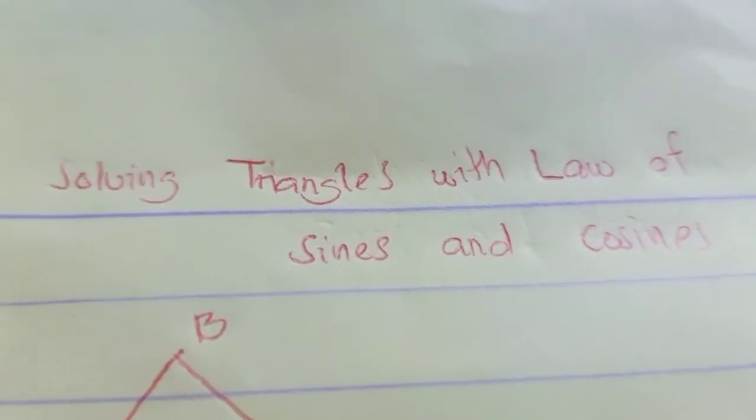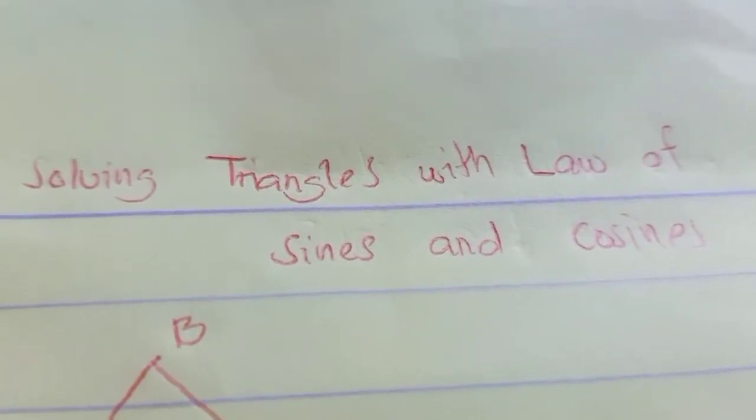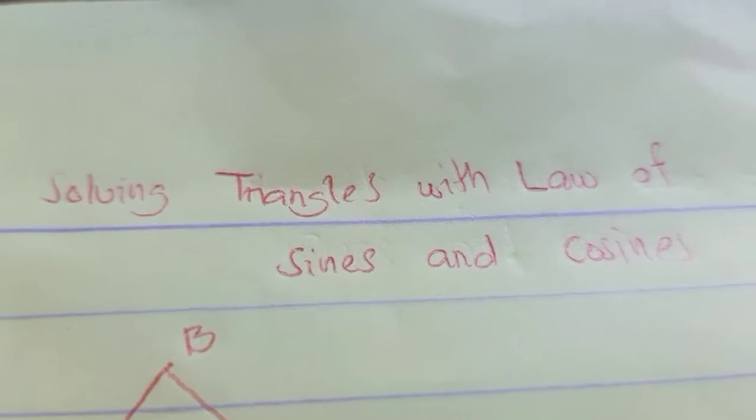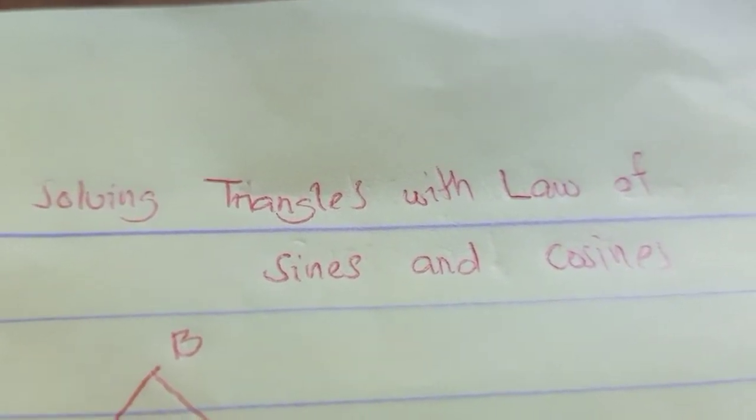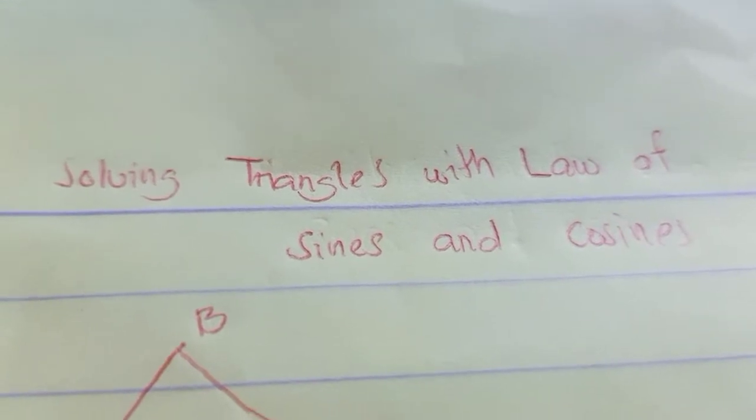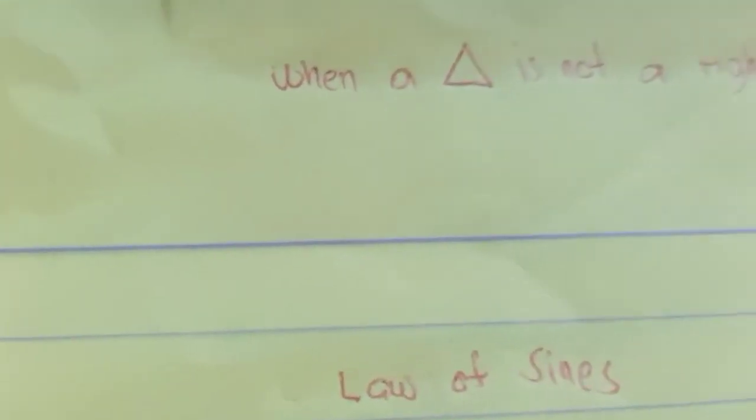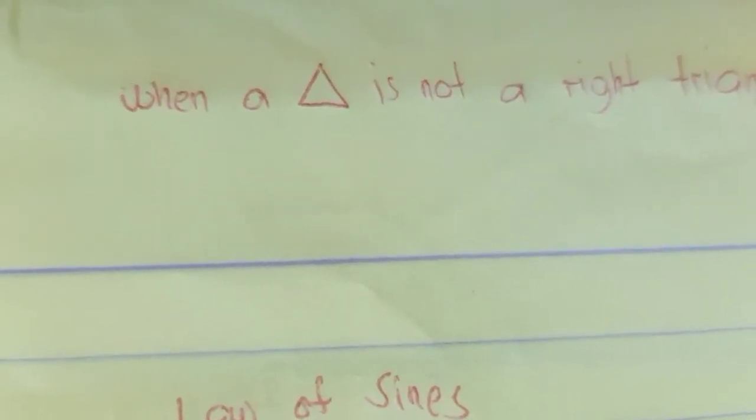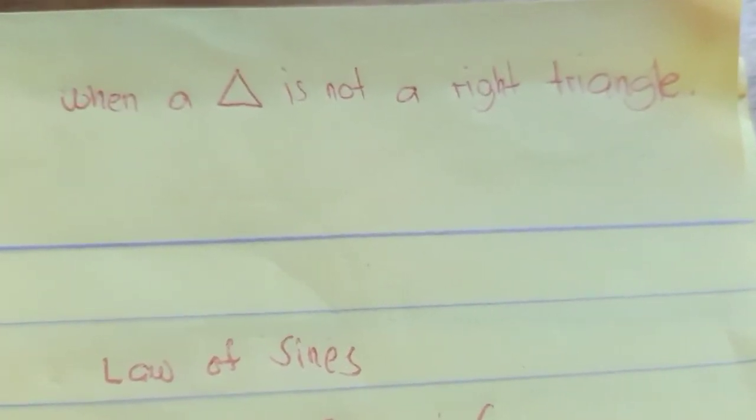So hi guys, this video is about solving triangles with law of sines and cosines. So the question is, when can we use the law of sines and cosines? We can use these laws when a triangle is not a right triangle.